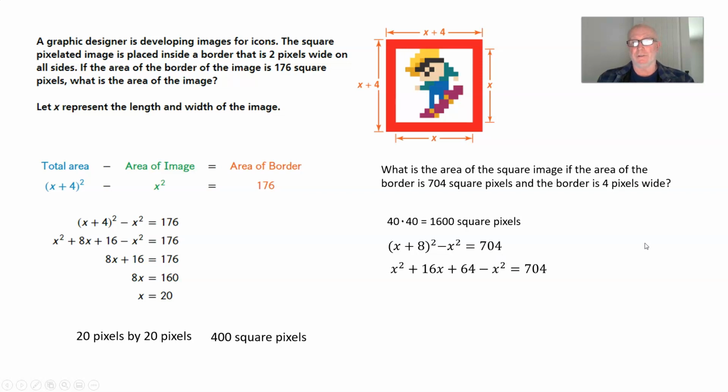And so x plus 8 squared is x squared plus 16x plus 64. The x squareds are going to cancel. We're going to subtract 64 from the 704 and then divide by 16. So there's our x equals 40.